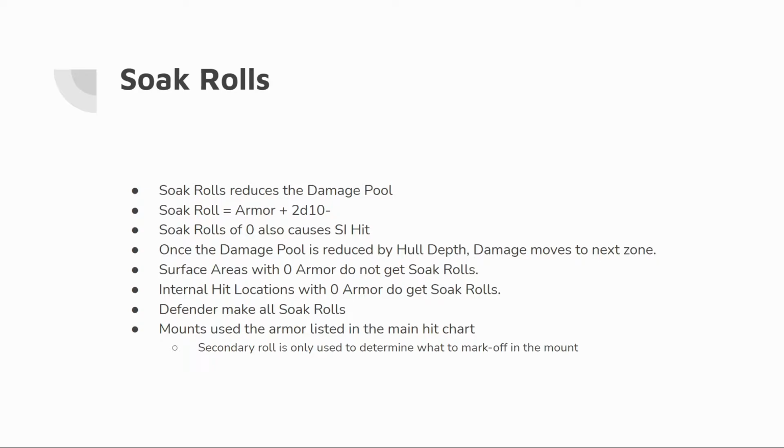Once the damage pool is reduced by the hull depth, damage moves to the next zone. And we'll see a big example of that coming up in a second. Surface areas with 0 armor do not get soak rolls. However, internal hit locations with 0 armor do get soak rolls. The defender makes all the soak rolls, and you'll see why in a second. If you hit a mount, as you will see on the SSD a bit later, mounts also have armor listed.